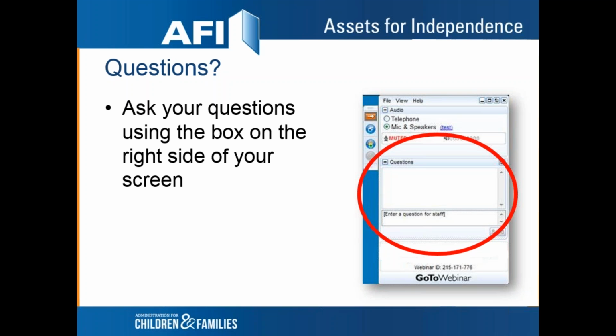So a couple more questions coming in. One is asking if you have to have tax forms to verify income. The legislation does not specifically lay out what specific documentation that you need to have to show that you made sure your participants are eligible.